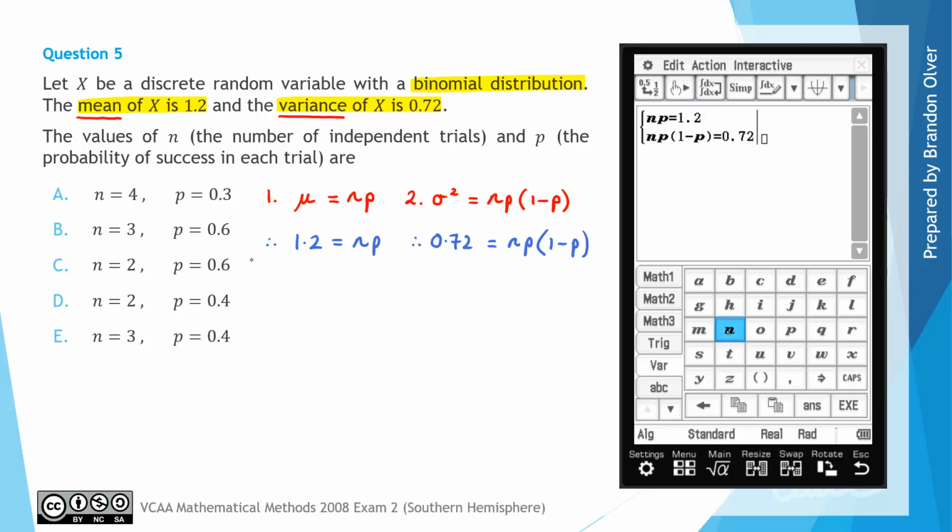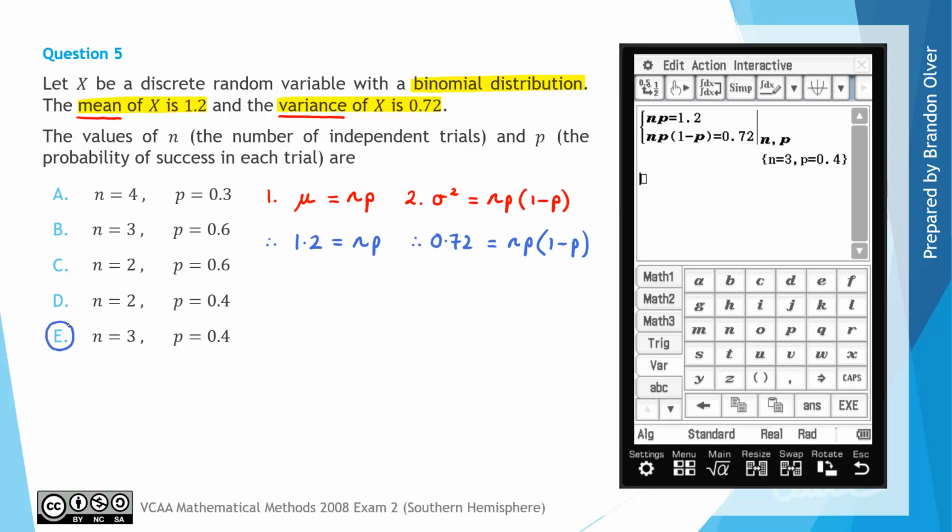Next, we want to solve this for n and p. And hitting execute, we'll find that n is equal to 3 and p is equal to 2 on 5, or as a decimal, n is 3 and p is 0.4. So from the CAS calculator, we found that n was 3 and p was 0.4, which makes E the correct option for this question.